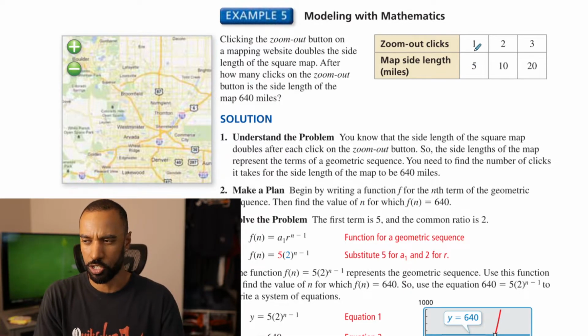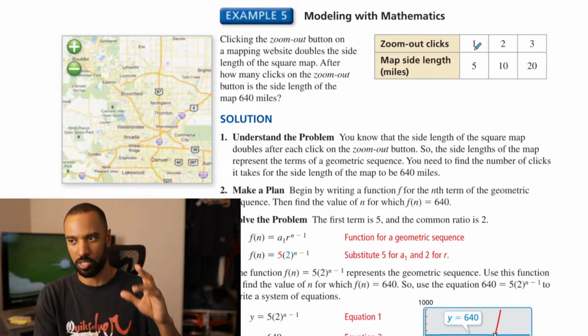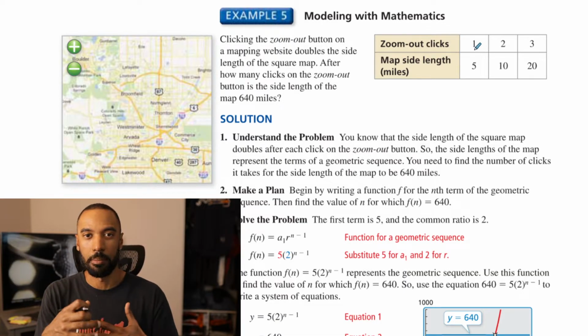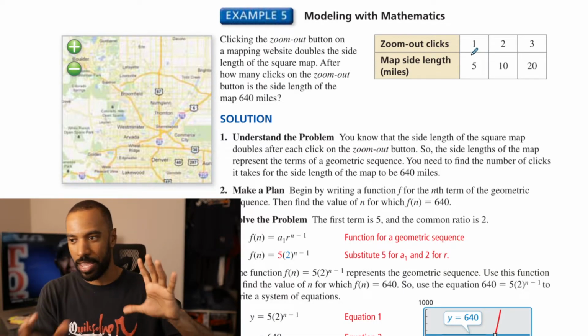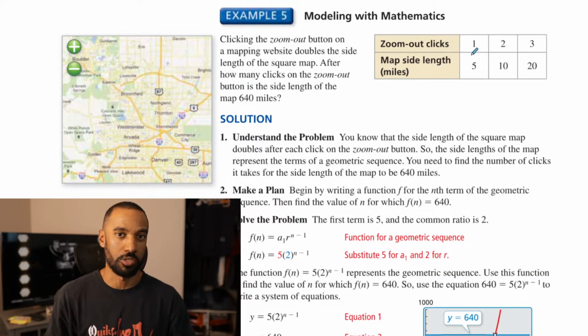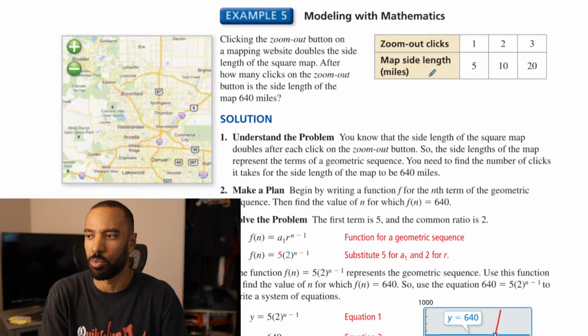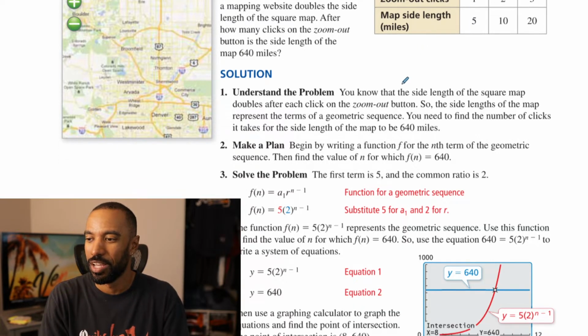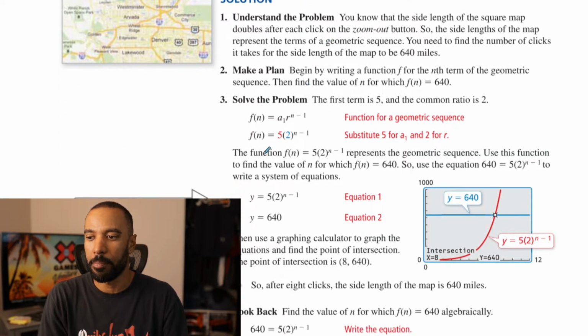So understanding this function, we have to come up with a rule that states, based on the number of clicks n, we can come up with the side length of 640, the a sub n, but we have to find out for what n that works. Maybe it's the 7th one, something like that. That's what we're working on. Actually, it might be the 7th one. Okay, so anyway, we come up with this formula here.